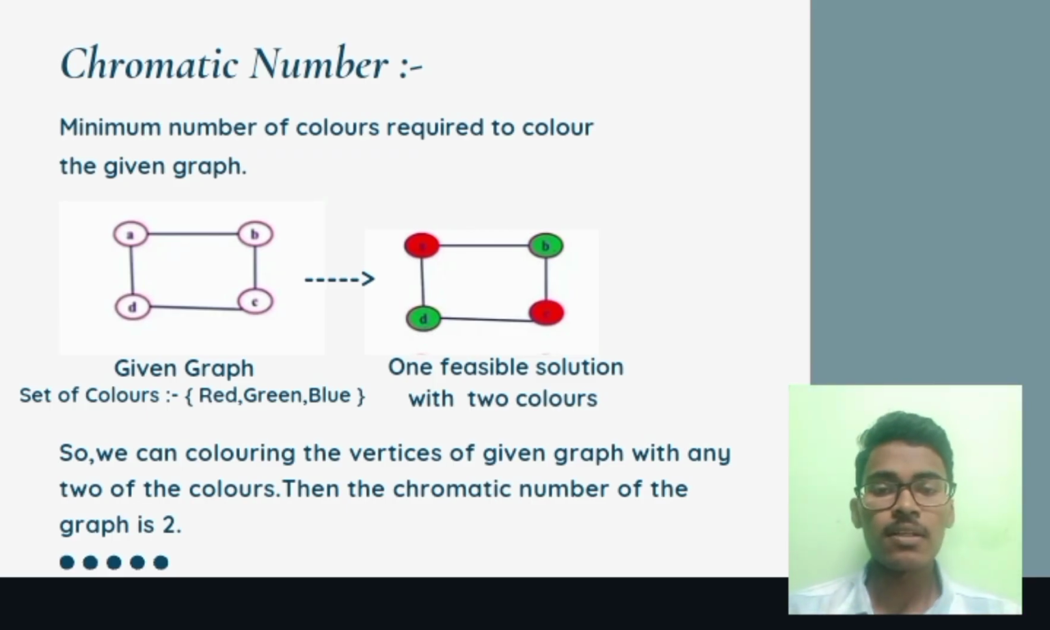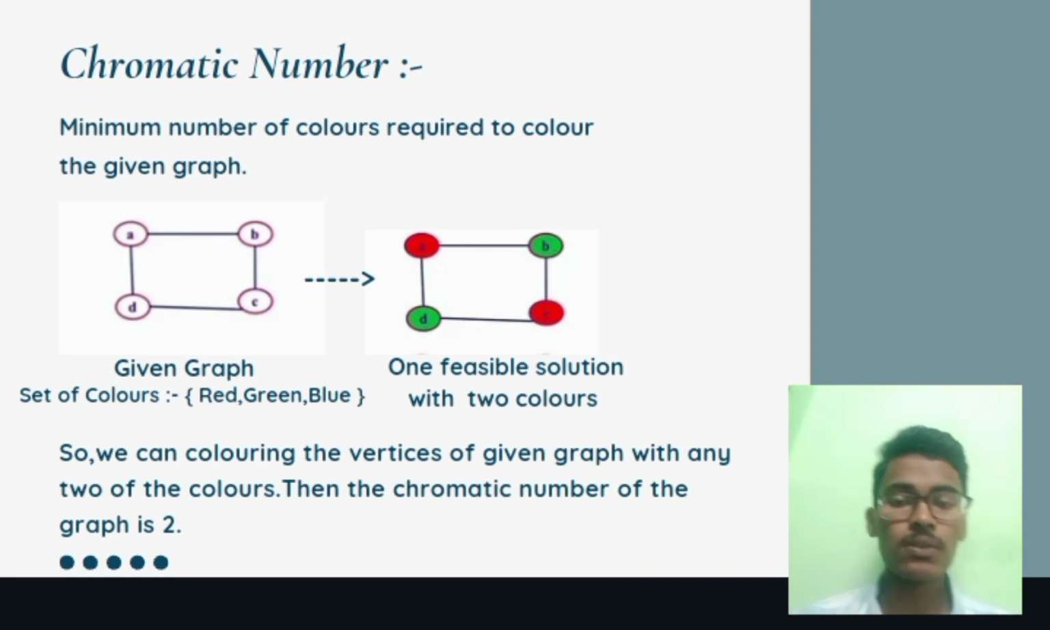Chromatic number. The minimum number of colors required to color the graph is called the chromatic number. For example, the given graph is ABCD and the set of colors are red, green, blue, and one of the feasible solutions of the graph is red, green, red, green. So we can color the vertices of the given graph with any two of the colors. Then the chromatic number of the graph is 2.